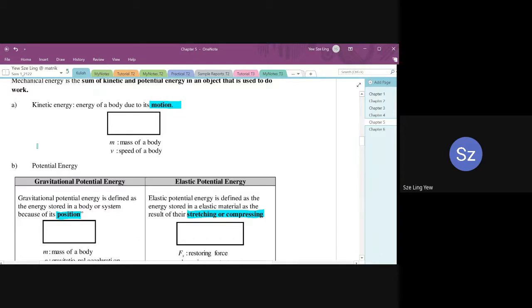All right, so potential energy, we have two different types. One is gravitational potential energy and another one is elastic potential energy. Every type of energy has its own keywords that we use to identify and differentiate it. So make sure you know the key terms, because one past year exam question asked students to state two differences between kinetic energy and gravitational potential energy. The first difference is motion and position. One is caused by motion, one is because of its position.